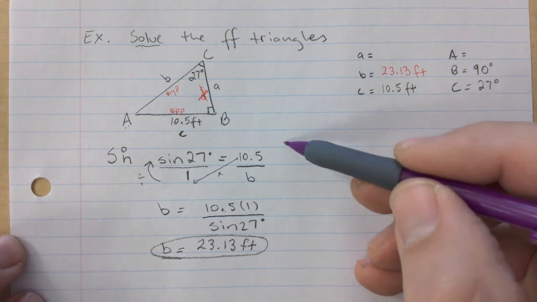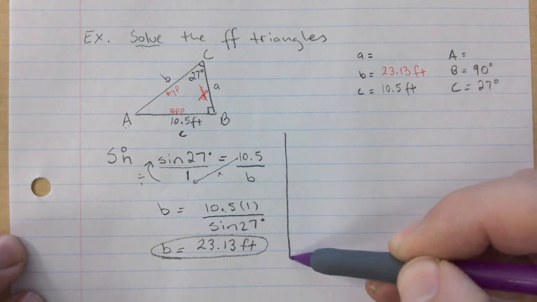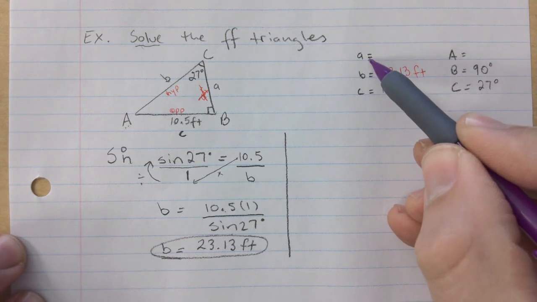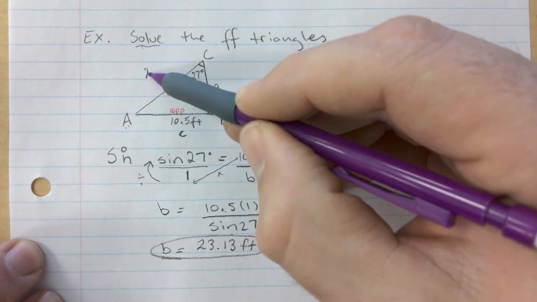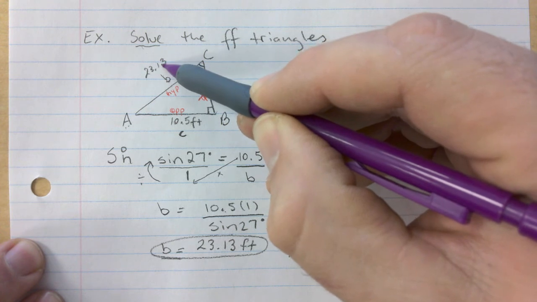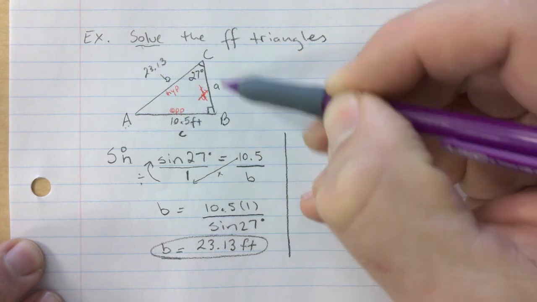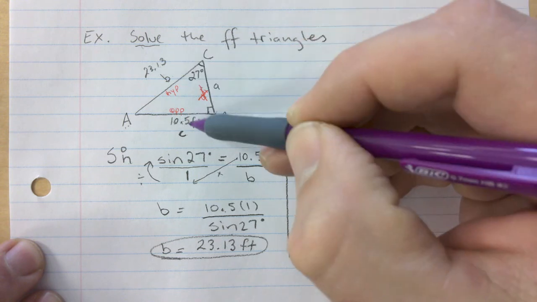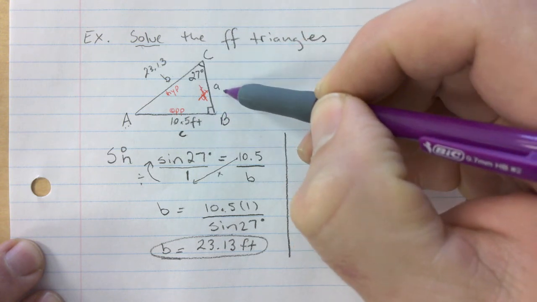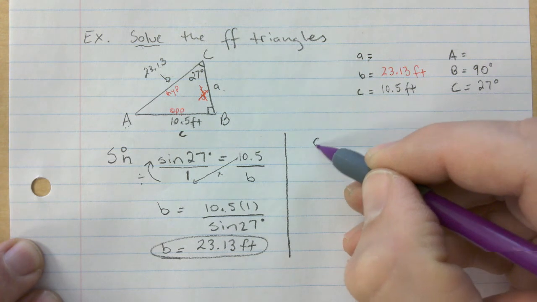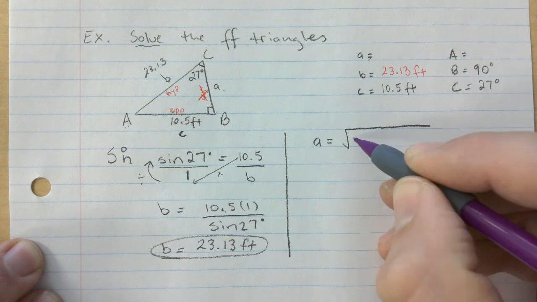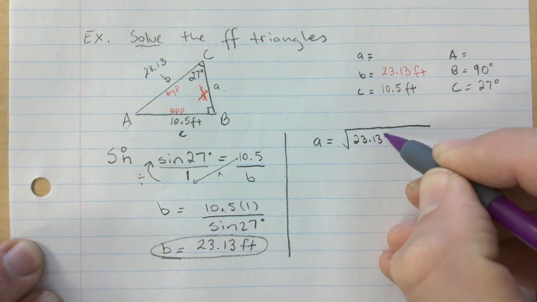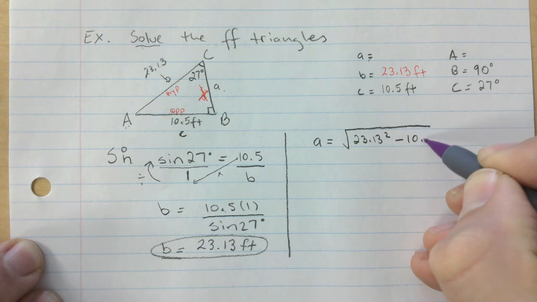Now, I'm going to show you how to do the next one because we still need to solve for A, correct? How many sides do I know now? I know that this is 23.13, and I know this. So if you know 2 out of the 3, then you use Pythagorean Theorem. And A happens to be a leg, right? So A is going to be the square root of the hypotenuse squared minus the other leg squared.